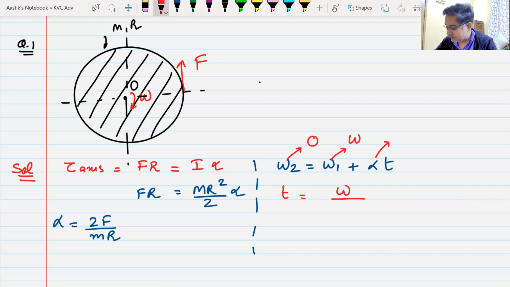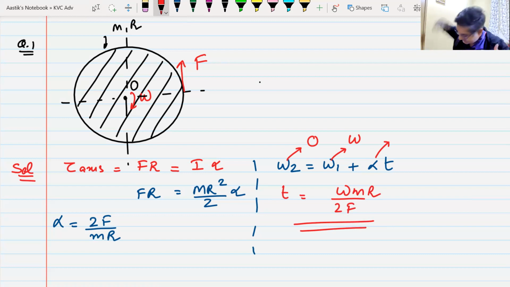Omega divided by alpha. Alpha is 2f by mr. And that was the answer that I was looking for. Nothing else, nothing more. But the problem was we had not done this equation, omega 2 is equal to omega 1 plus alpha t. My fault. Sorry for this. I should have told you this equation at least once before this solve. Beta, this is the equation that we have to use. We have not used it up till now. We have to use it here now. Please remember this.